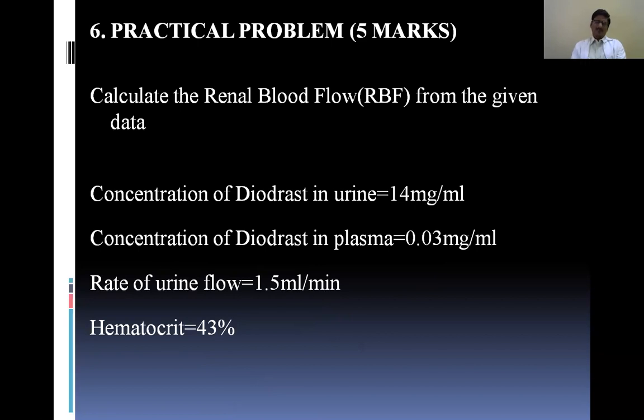In this case, there is one substance, which is inulin, which is purely filtered, neither reabsorbed nor secreted. Number one. The other two markers: creatinine, which is filtered and a little bit secreted, and urea, which is filtered as well as reabsorbed.